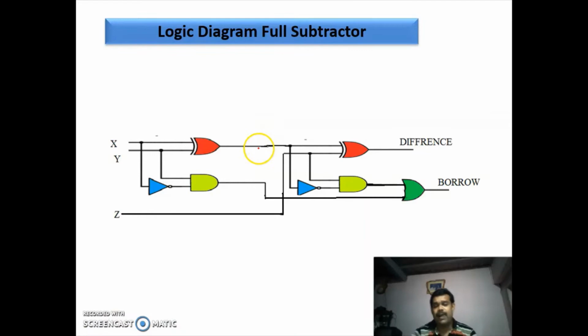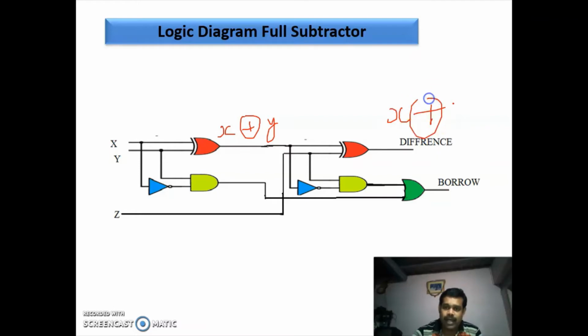Now this is a logic diagram of the full subtractor. Here you will be getting x XOR y. So for the difference, you will be getting x XOR y, and then you are XORing with z. So you will be getting x XOR y XOR z.